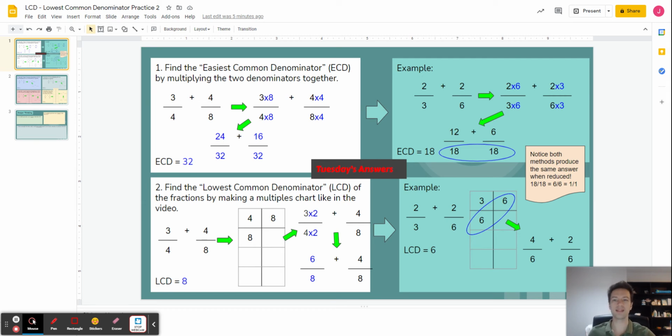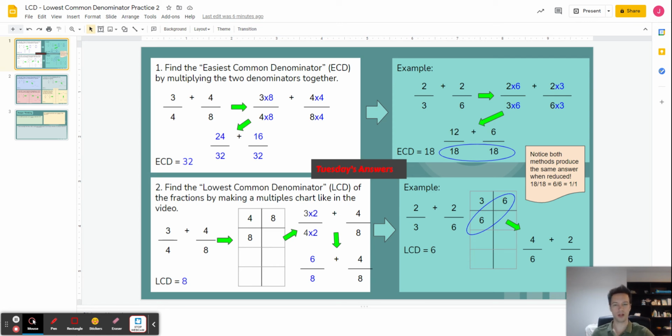Remember, when we're finding the easiest common denominator, what we're doing is we're multiplying the two denominators by each other. It's called the easiest common denominator because we don't really have to think about what to multiply by. We're just going to multiply them by each other because we know that will always work. Okay? So it's nice and simple. The downside of it is it results in quite large fractions sometimes. So it's easy to do, but it's not always our best result.